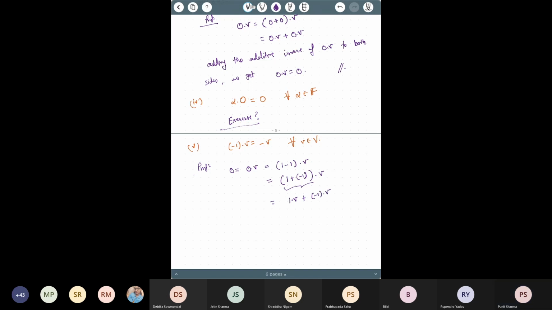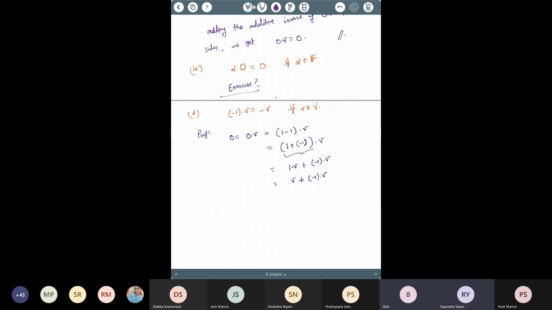Then what? Now we will add the additive inverse of v to both sides. So this implies that -1 dot v is an additive inverse of v. But we know that v has a unique additive inverse, and therefore this -1 dot v is actually the additive inverse. But the additive inverse we denote by minus v, so this should be equal to minus v.